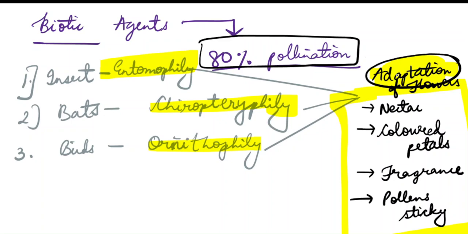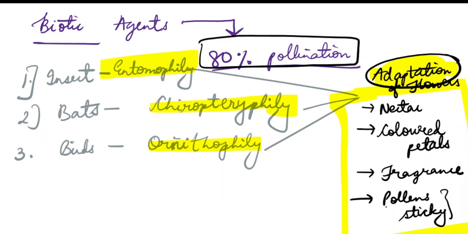Like in insect pollination, the flowers will be big, very brightly colored, they will have nice fragrance, they will have nectar, and they will have some very sticky secretions in the flower. And the pollen will release some sticky part, some sticky yellowish pollen.